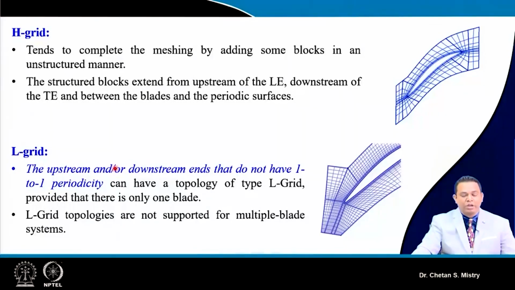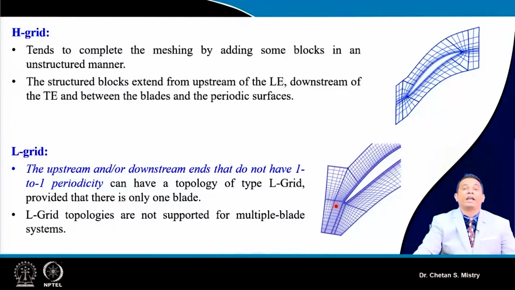Now there is a typical kind of blade analysis, if we are looking for this, one kind of typical configuration we can say. The upstream and downstream ends do not have one-to-one periodicity. Here in this case, this periodicity and this periodicity are not the same. Under that configuration, an L grid is used. It is not used for multiple blade systems.